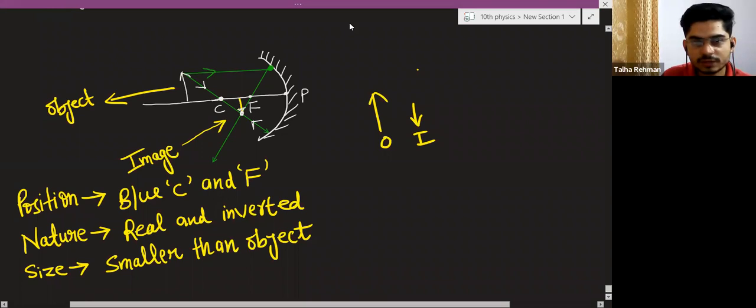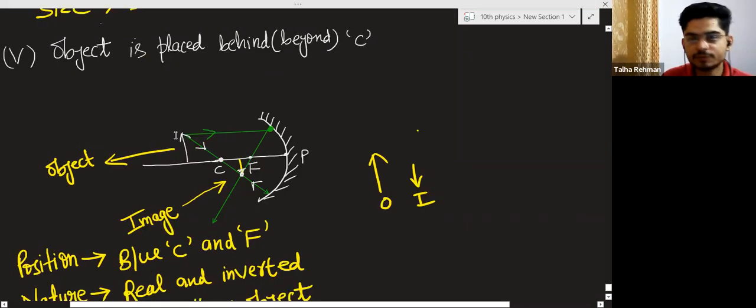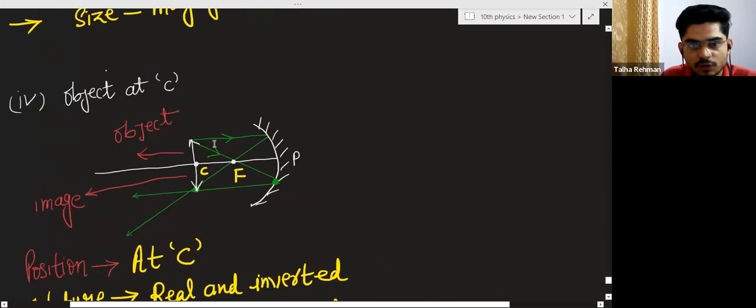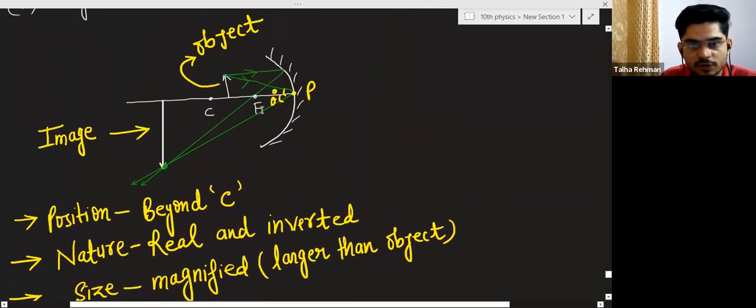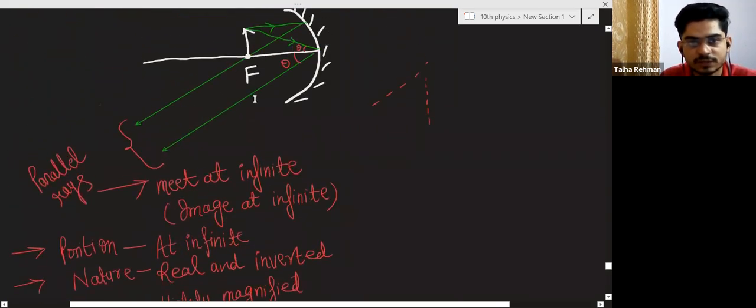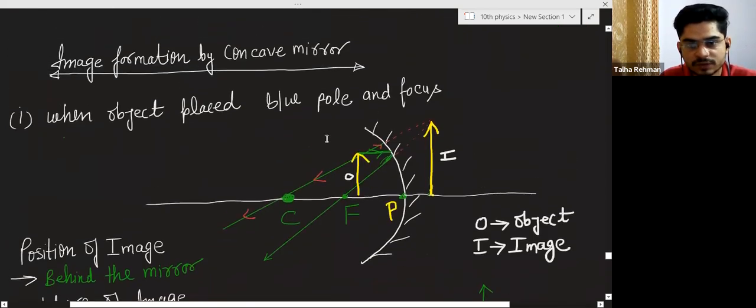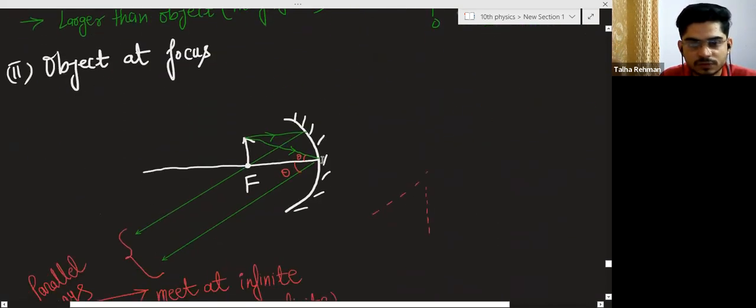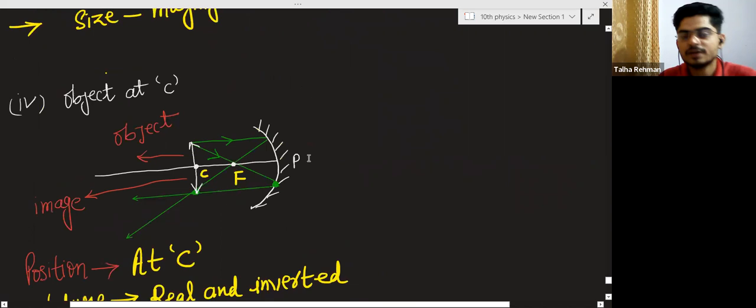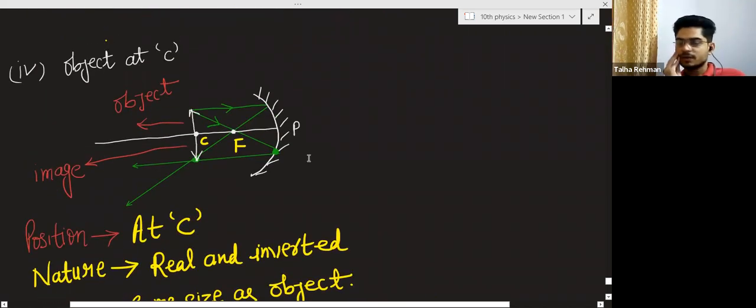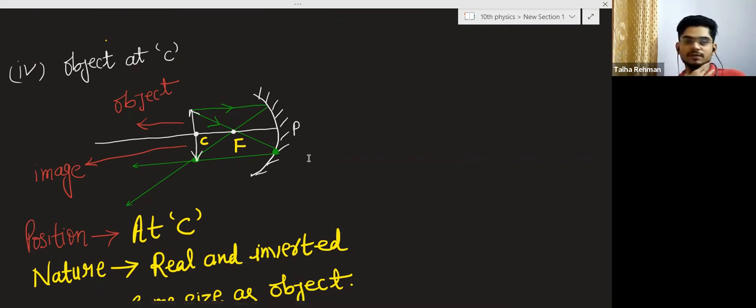So you can see here, the first ray I am drawing from the object is always parallel to the principal axis. See here, always parallel to the principal axis. No matter where the object is, always. Here also. And the second ray, we are drawing accordingly so that the image can be formed easily.